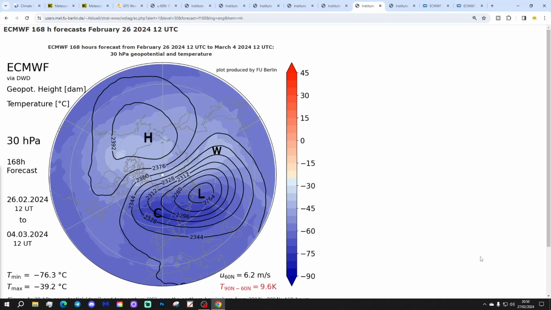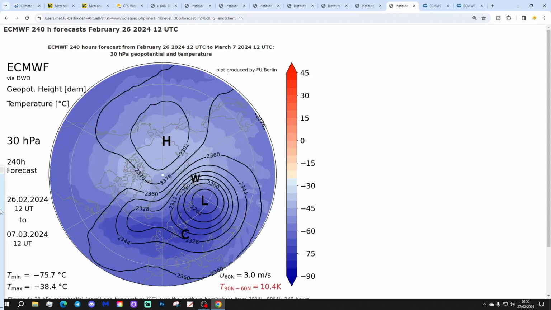the moment. And going a little bit lower down to 30 HPA, well, at 168 hours, again, 4th of March, we find that the zonal wind is still positive, plus 6.2. At 240 hours, it's still positive as well, at plus 3.0. But it's weakening. We could go on another day or two. We might well find that the zonal wind also reverses at 30 HPA as well as at 10 HPA.